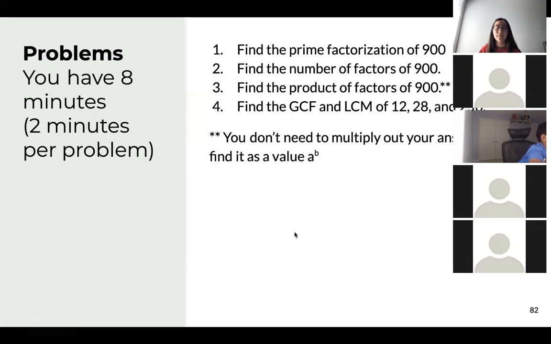Okay, has anyone solved 3 yet? Remember, you don't have to actually multiply it all out. You can just write what numbers you would plug into the product of factors formula, because the number probably gets too big for your calculator to show all the way. And also you can put your answer for number 4, if or when you get it. All right, we'll do this for 2 more minutes.